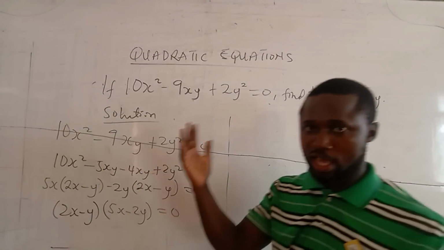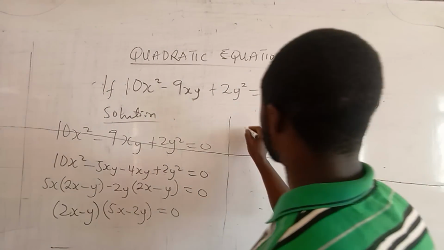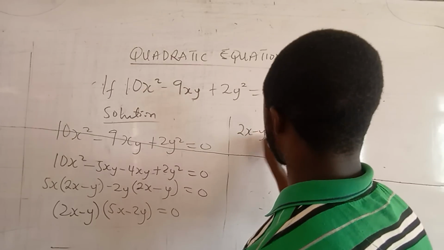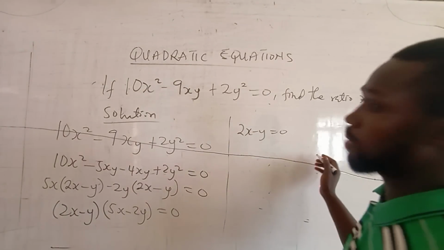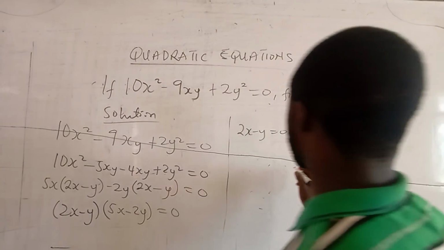So let's follow carefully. So we will take 2x minus y equal to 0. And then 2x minus y equal to 0. What are we going to get?